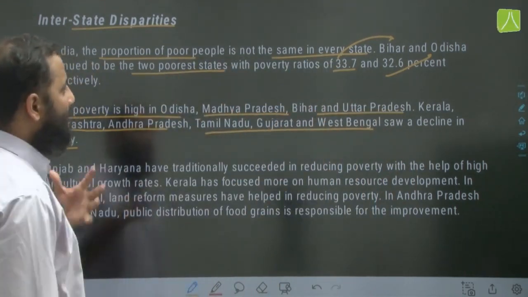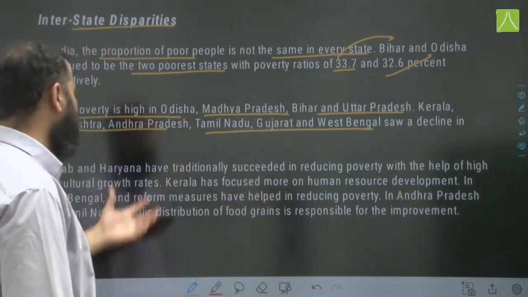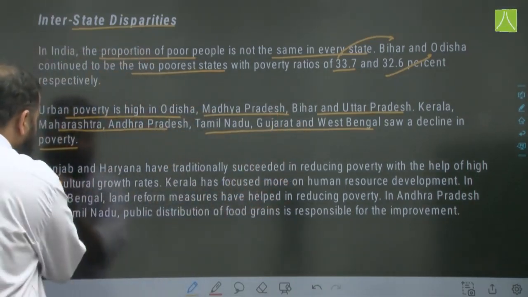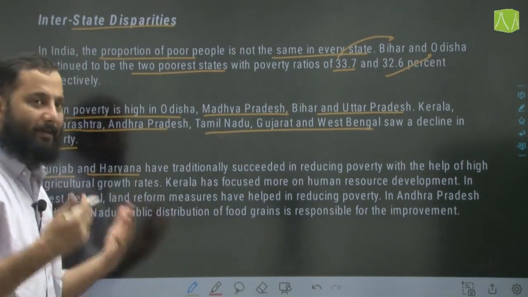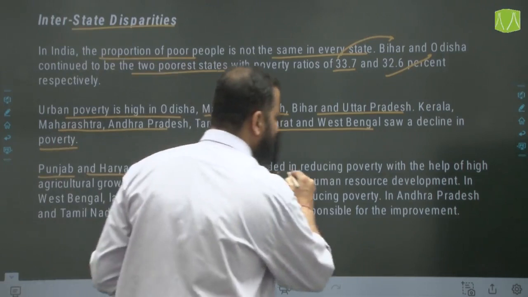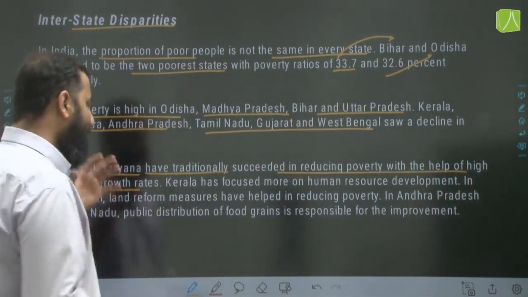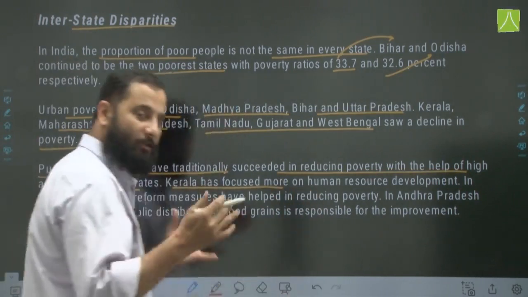Now, what has actually led to this decline in poverty in these states are some of the programs which they have introduced. That is, Punjab and Haryana, because of the high intensive agriculture which they have practiced, have traditionally succeeded in reducing poverty with the help of high agriculture growth rates. Kerala has focused more on human resources development.